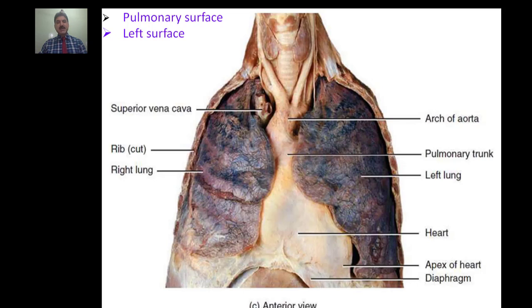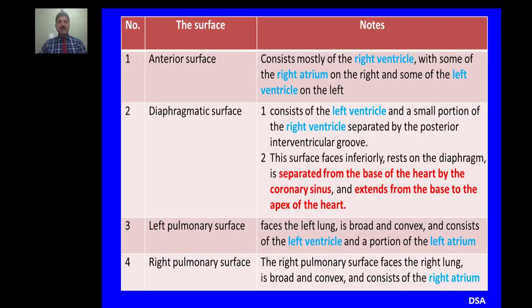Pulmonary surface of the heart. The pulmonary surface of the heart is also called the left surface of the heart. It occupies the left cardiac notch. Some authorities also describe the right surface of the heart. To have a recap of the surfaces of the heart, let us go to this table.